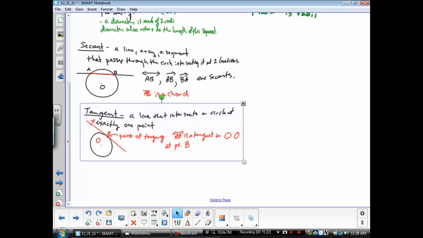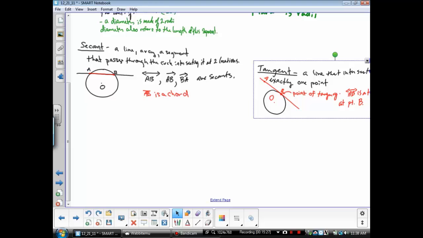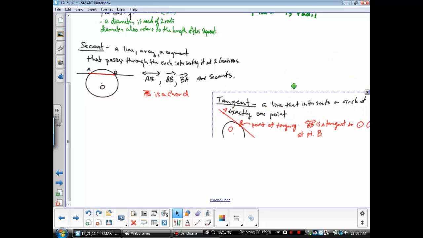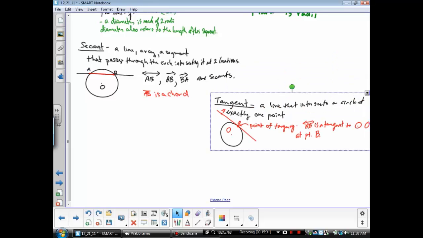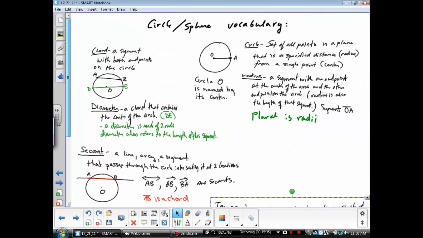Now, these words that we have just used, all are true for a sphere as well. Let me see if I can get it so we can kind of see everything when I move up. Okay, I think I need to make this smaller.